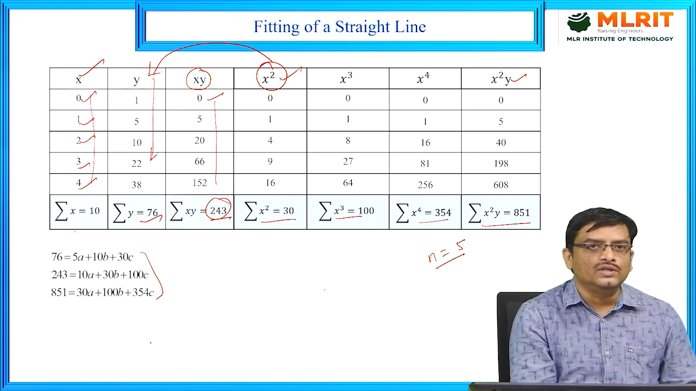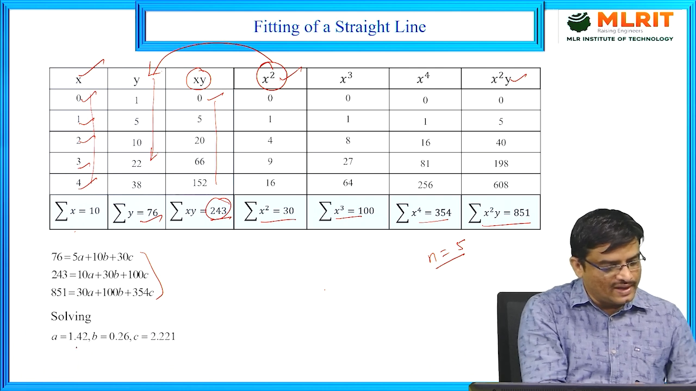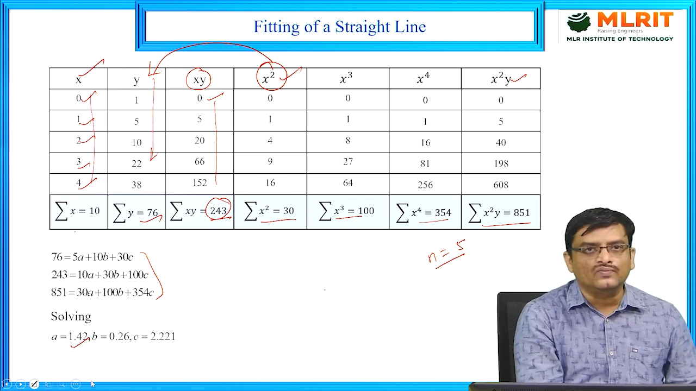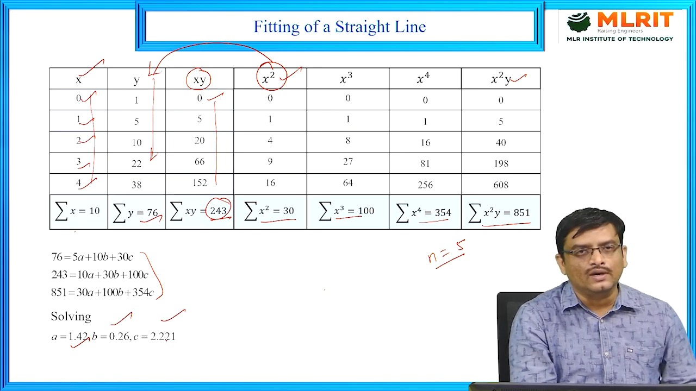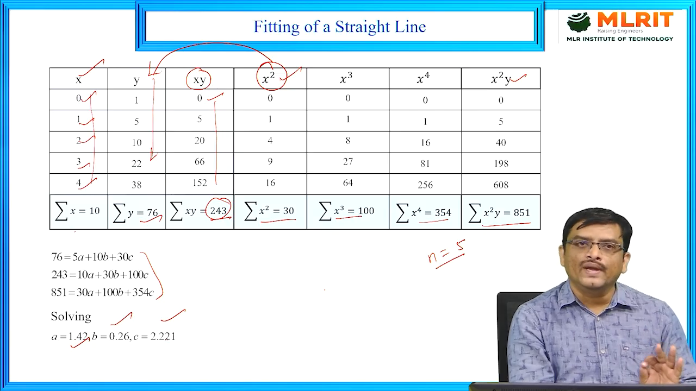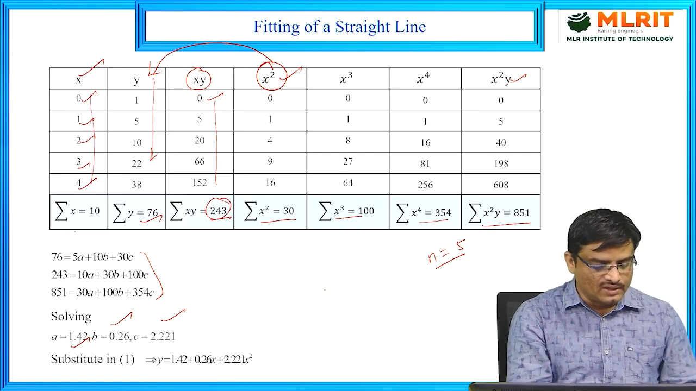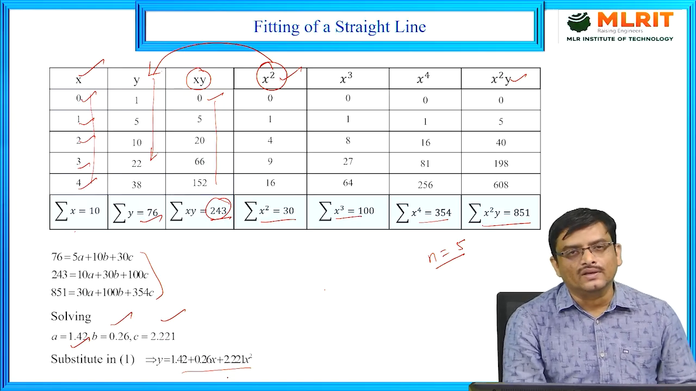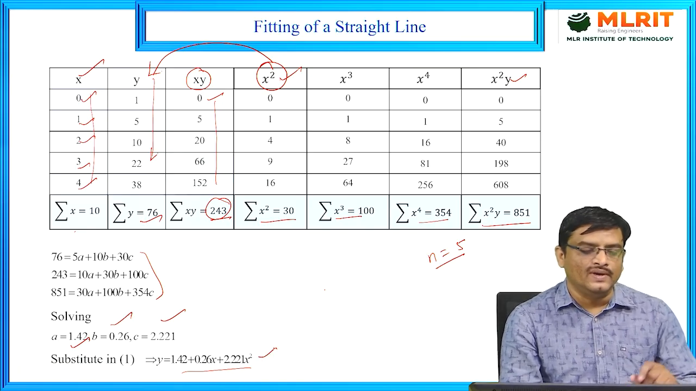Now we know how to solve these 3 equations to find the 3 unknowns, or we can use calculators to find them. By solving these equations you will get the value of a is equal to 1.42, b is equal to 0.26 and c is equal to 2.221. Now we have the 3 unknown values a, b and c. Substitute these a, b, c values in equation 1, and we get our required second degree polynomial. So this is the best second degree polynomial for the given data.